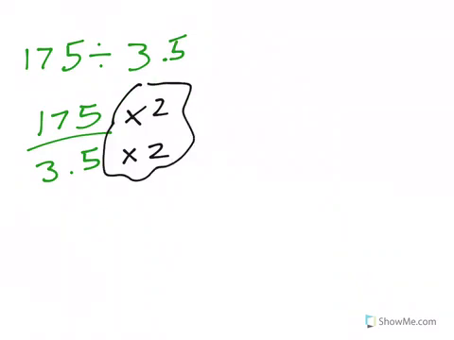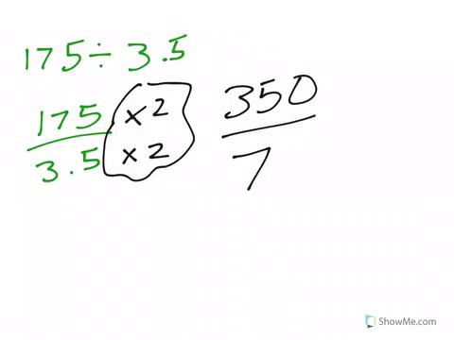175 times 2 is going to give us 350. 3.5 times 2 is going to give us 7. Now you could actually say 3.5 times 2, move the decimal, do the actual math problem, and you would get 7, of course. But here's another quick way to think about it.